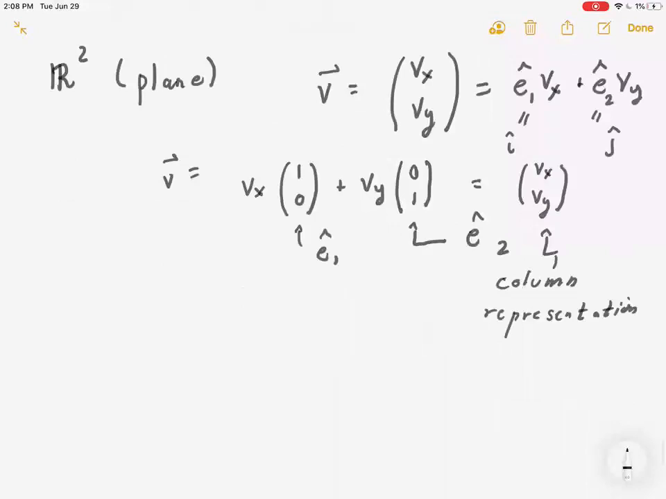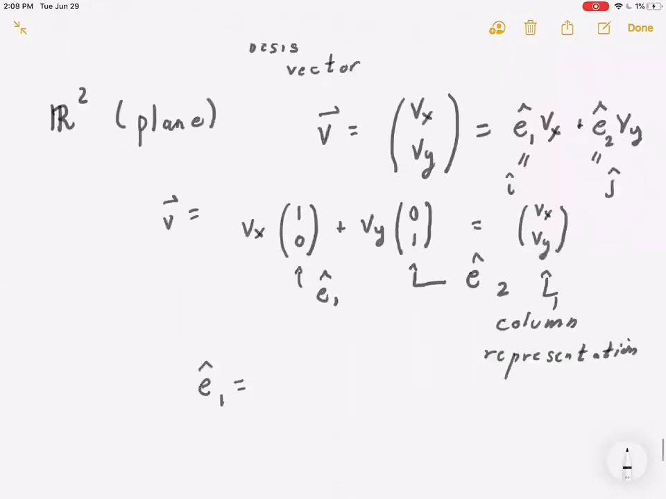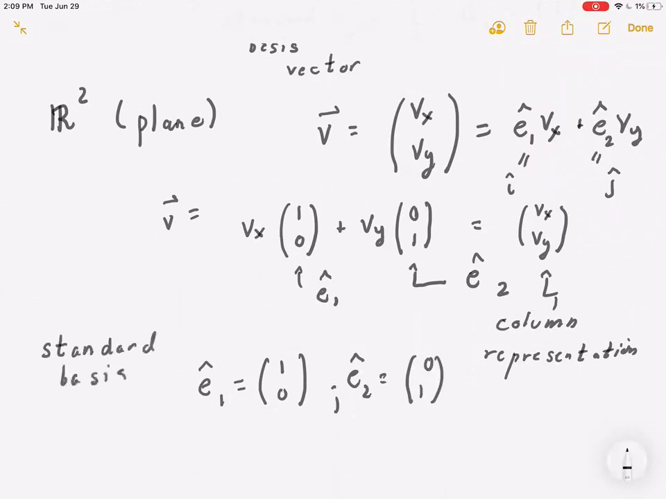Okay, so again, e hat 1 and e hat 2 are standard basis vectors. They're standard because they really are the most fundamental set of basis vectors you can have. We'll talk about other basis vectors later in the course.